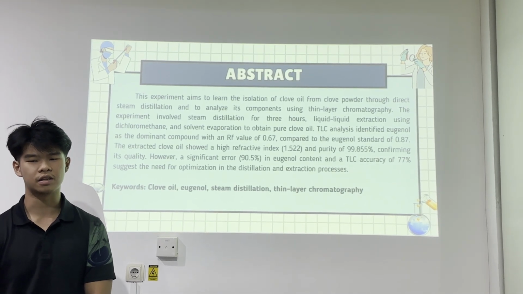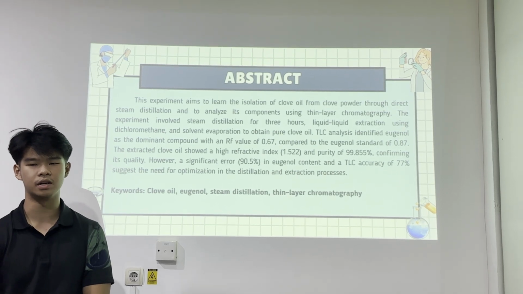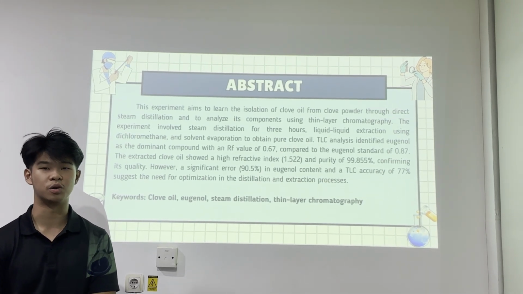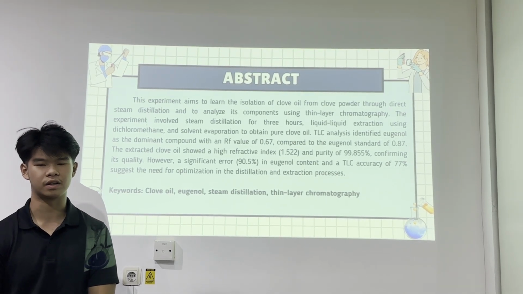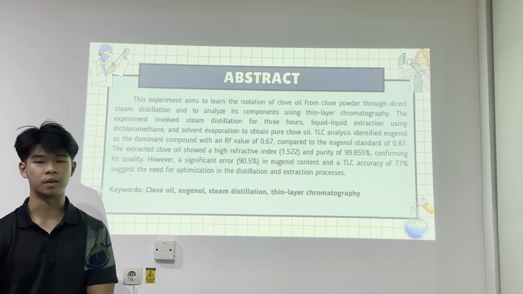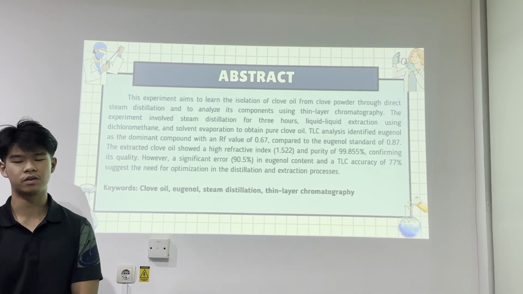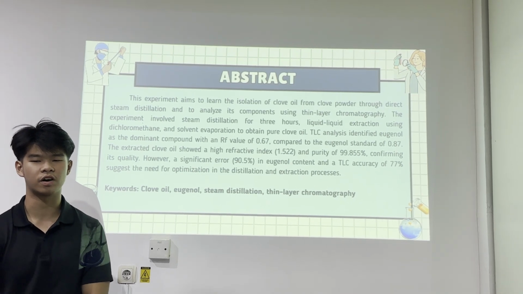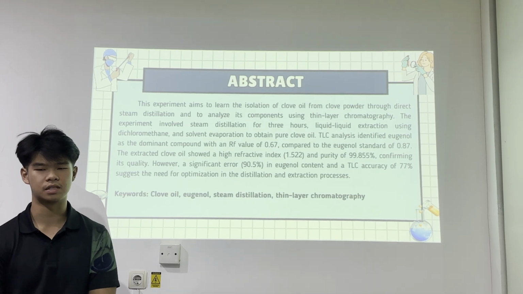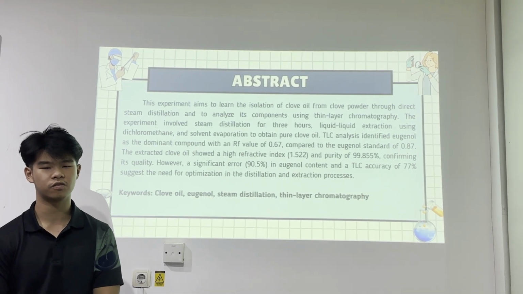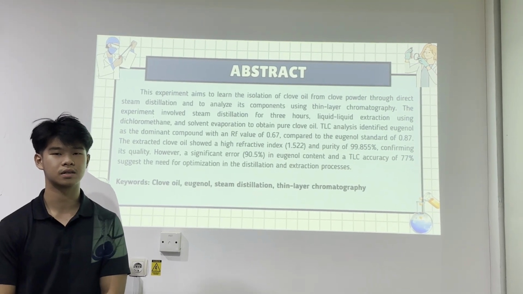TLC analysis identified eugenol as the dominant compound with an RF value of 0.67 compared to the usual standard of 0.87. The extracted clove oil showed a higher refractive index of 1.522 and purity of 99.855%, confirming its quality. However, a significant error of 90.5% in eugenol content and a TLC accuracy of 77% suggest the need for optimization in the distillation and extraction processes.